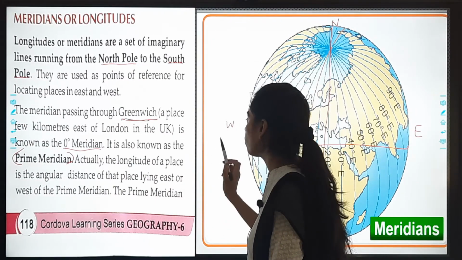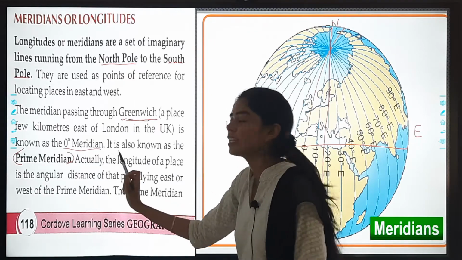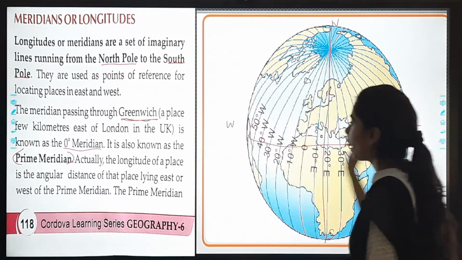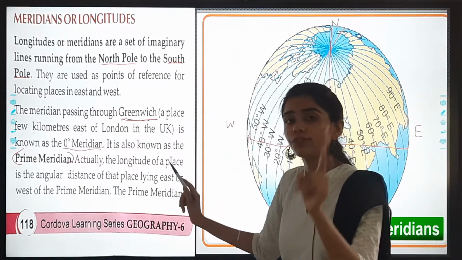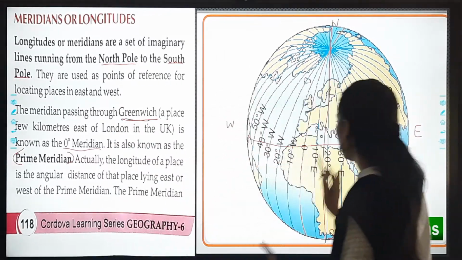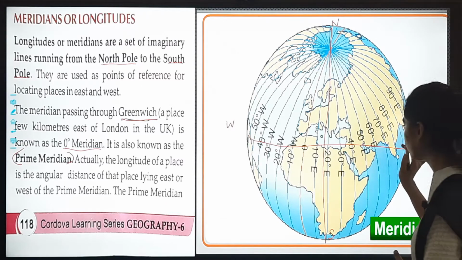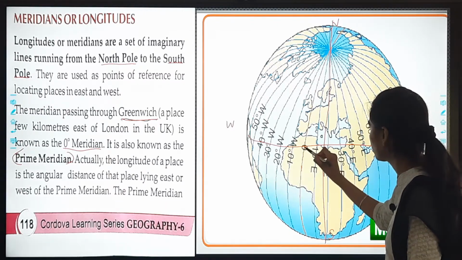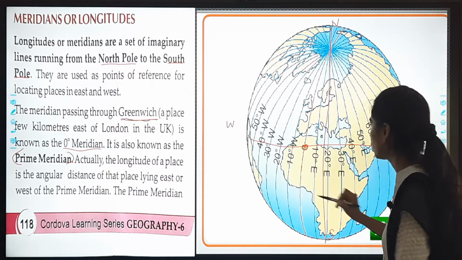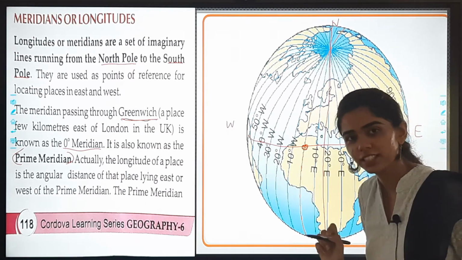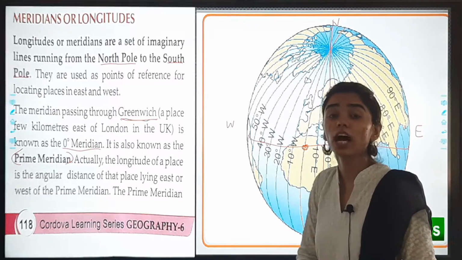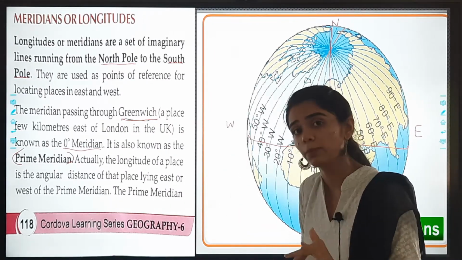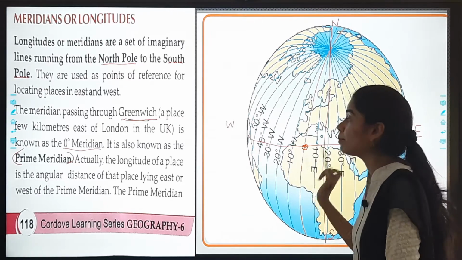Actually, the longitude of a place is the angular distance of that place lying east or west of the prime meridian. Now look at this picture once again. What do you see over here? There is 0. See? This point. Over here it is 0. So this is what? This is our prime meridian. Also I can say the Greenwich, that place. Okay, this is the prime meridian.